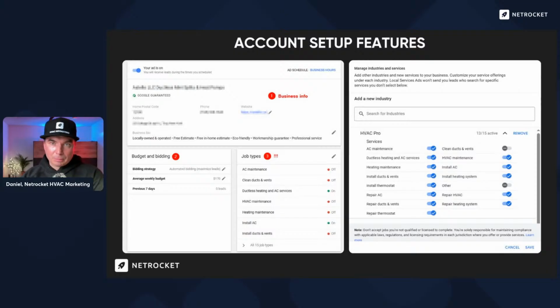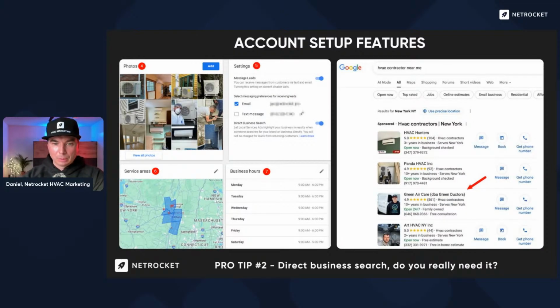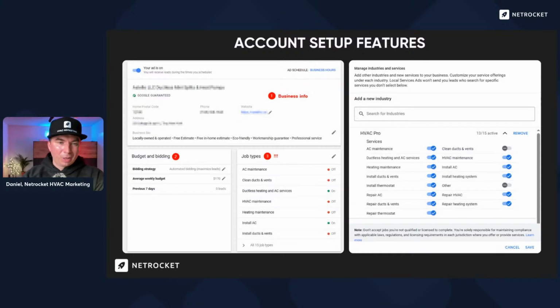And the pro tip, I'll make another pro tip here. About the bidding strategy, you may start with automated bidding, maximize leads, or you may also set up a higher price per lead for installations, for example, and a lower price per lead for the services. It depends on what your focus is.